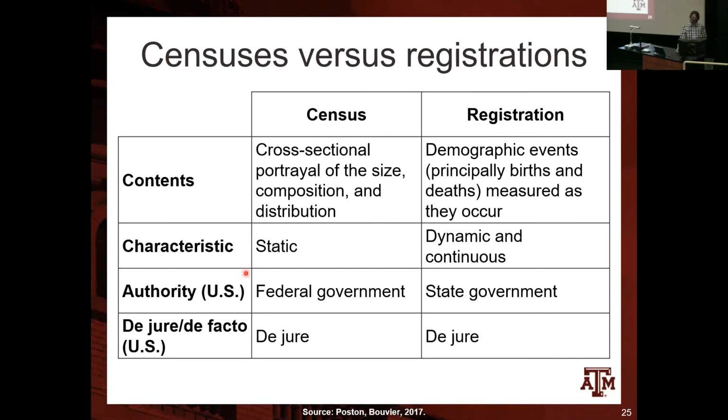For the census, the authority here in the US is the federal government, and the residence is based on the de jure system. Registration systems collect demographic events, mainly births and deaths, but can also collect information about marriage and divorce, for example. It's dynamic and continuous because it's collected on a continuous basis. As people are being born and dying, they are reported to the state government, and the state government sends it to the federal government, also based on the de jure system.